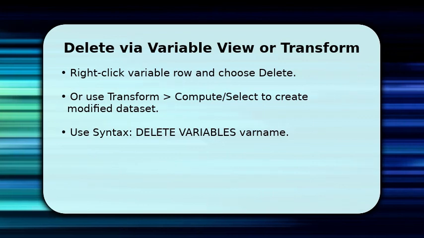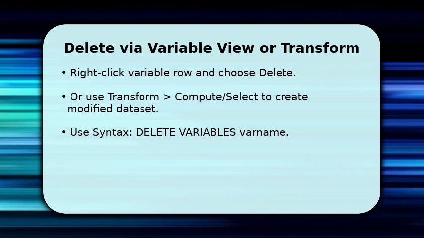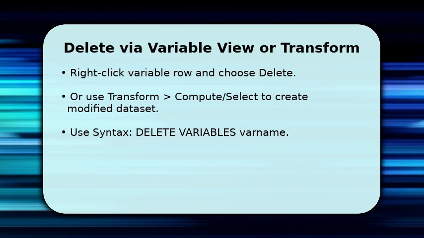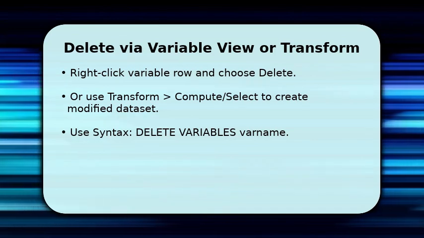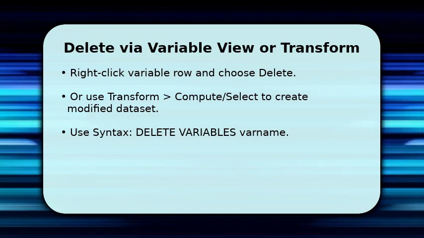Alternatively, create a safe modified dataset. Use Data Select Cases or Transform Compute to build a new file without that variable. If you prefer reproducible steps, open a syntax window and run DELETE VARIABLES varname. Once executed, check Data View to confirm the column went away and that dependent variables or labels remain consistent.